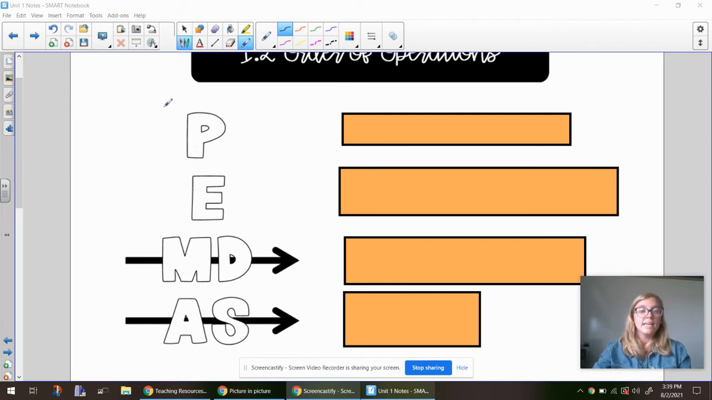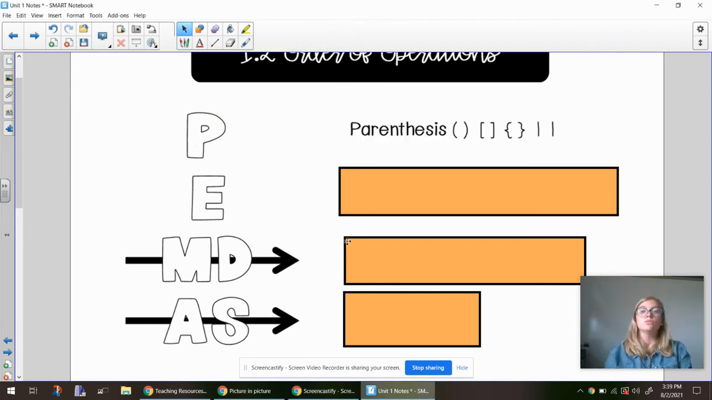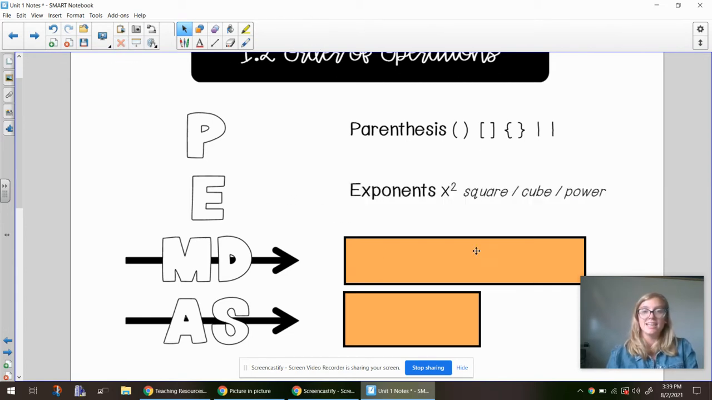So, P comes first. We always do parentheses first. You'll notice that for parentheses, I have regular parentheses. I also have brackets, curly brackets, and absolute value lines. These are all examples of kinds of grouping symbols that you might need to evaluate first before you evaluate anything else. Next, we have E, which stands for exponents.